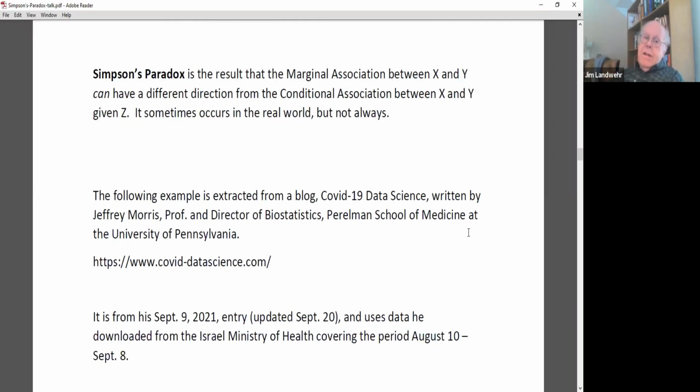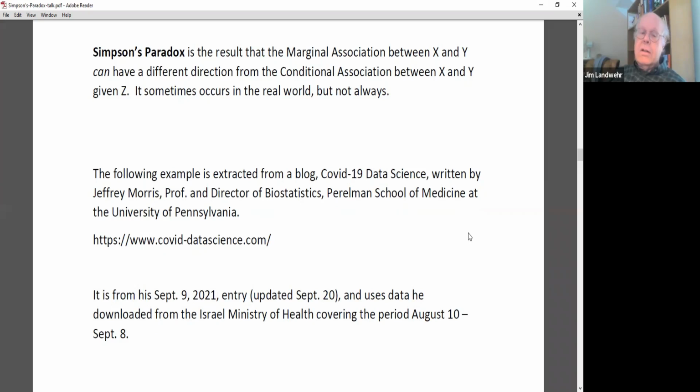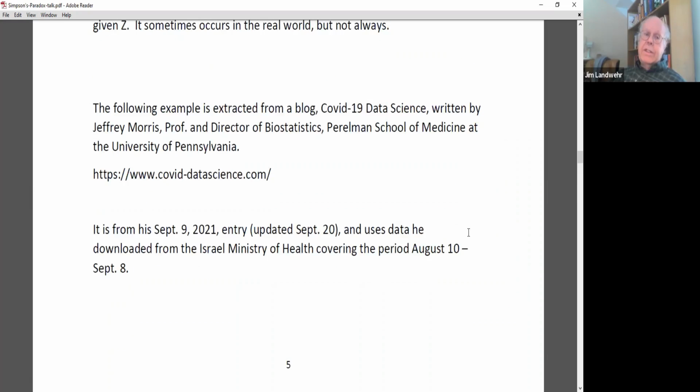This example is something I've extracted from a blog site called COVID-19 Data Science, which is written by the department head and director of biostatistics at the School of Medicine at the University of Pennsylvania. There's a reference link there, and there are also some links at the end of these slides. This is from his September 9th or September 20th entry, and it uses data that he downloaded from the Israel Ministry of Health, covering a period from August 10th to September 8th.